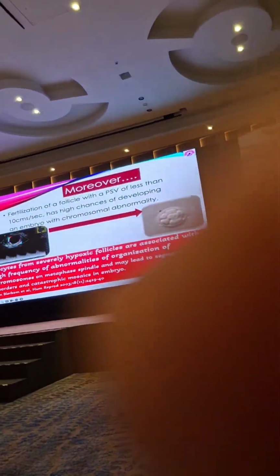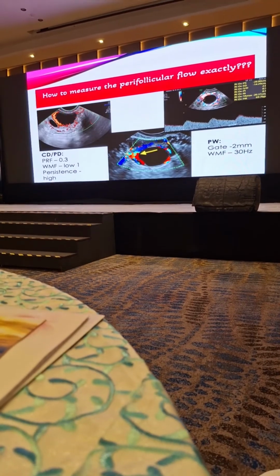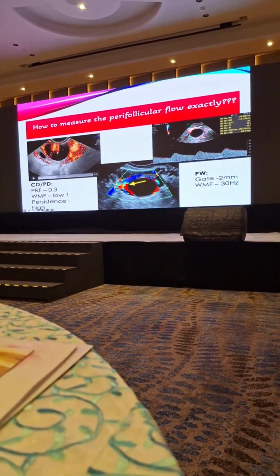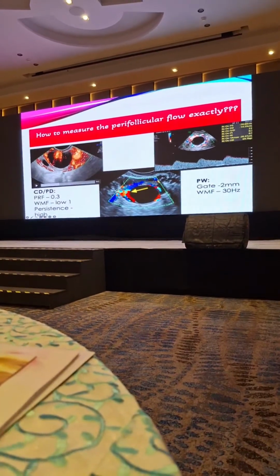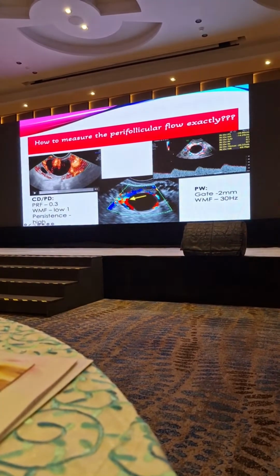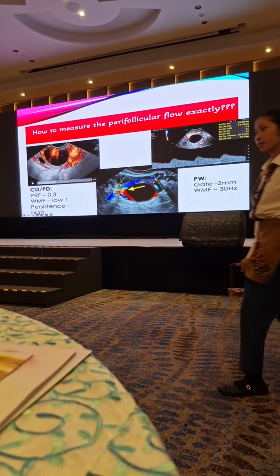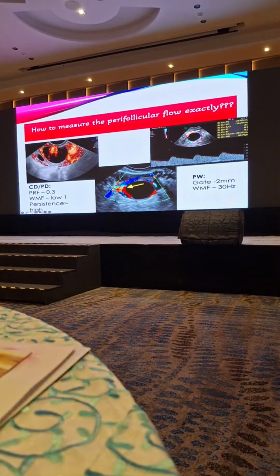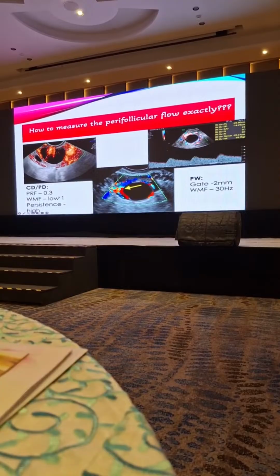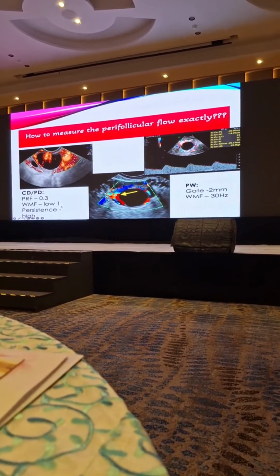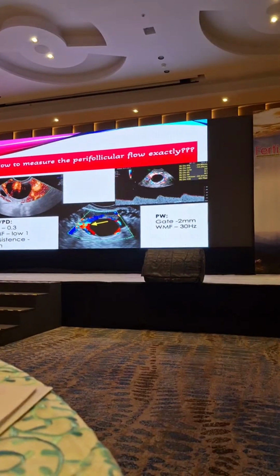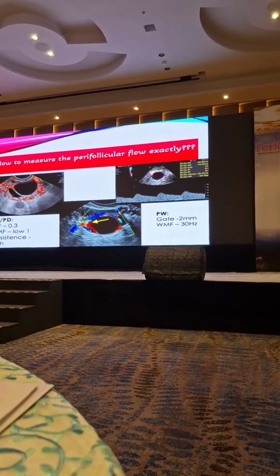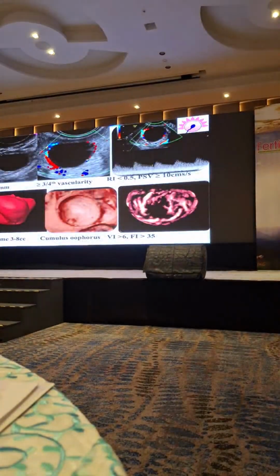When assessing the follicles, remember the first thing: only the vessels which overlap on the follicular wall are perifollicular vessels. If I am seeing the vessel and the follicular wall separately, these are not perifollicular vessels. Second, for your color Doppler and power Doppler, your PRF must be set at 0.3, wall motion filter at low 1 and persistence as high. For your pulse wave Doppler, the sample volume must always be 2 millimeters and the wall motion filter 30 Hz. So yes, that is about the follicle.